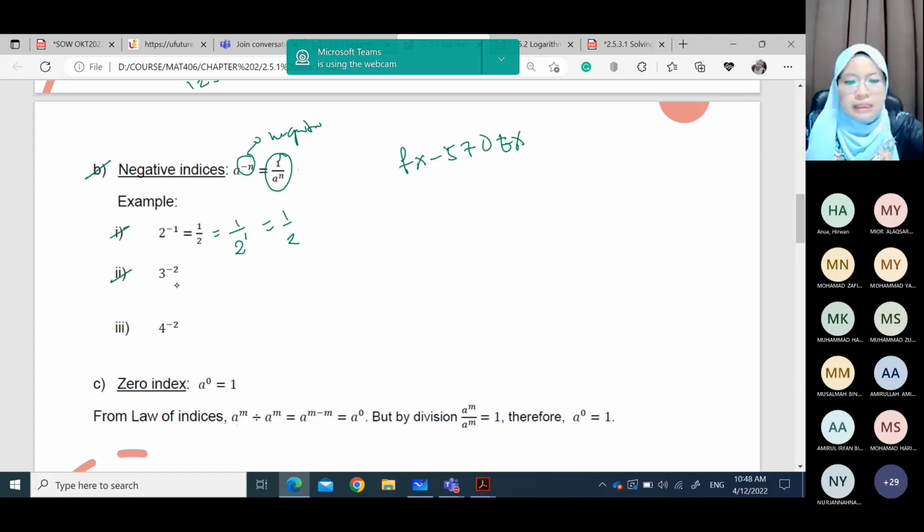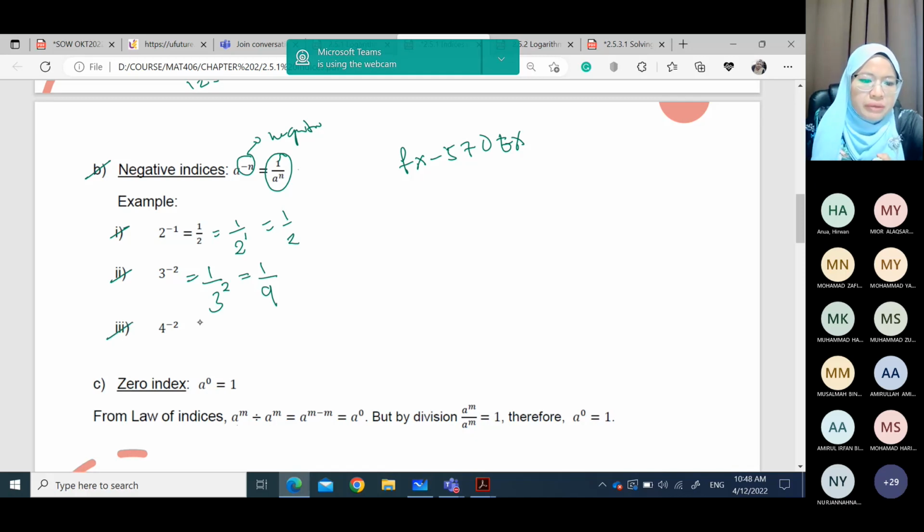So untuk yang nombor 2 ni kita ada 3 kuasa negatif 2. So this means that 1 over 3 to the power of 2. Okay, 1 over 3 to the power of 2. It is equivalent with 1 over 9. Okay. And the number 3, we have 4 to the power of negative 2. So our index here is negative 2. Index here adalah kuasa 2. Negative 2. So it is equivalent with 1 over 4 to the power of 2.